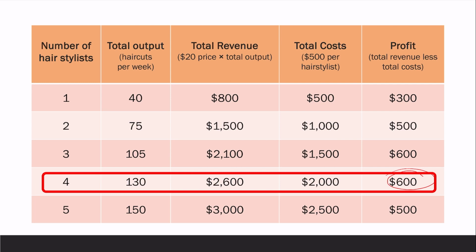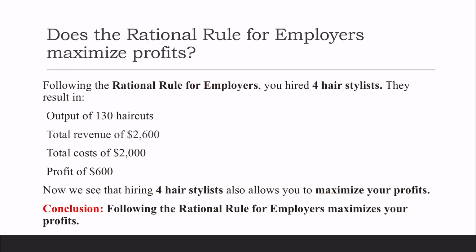Below this point, with 3 stylists, we see it is 500, 600, and after that if we hire one more as well, we see that it is 500. So this is the ideal point where we can make the maximum profit. Does the rational rule for employers maximize profit? Following the rational rule for employers, you hired 4 stylists. They result in an output of 130 haircuts.